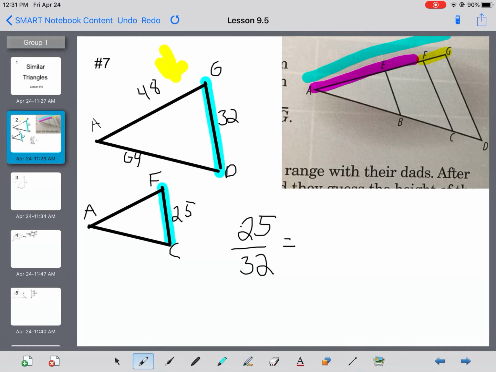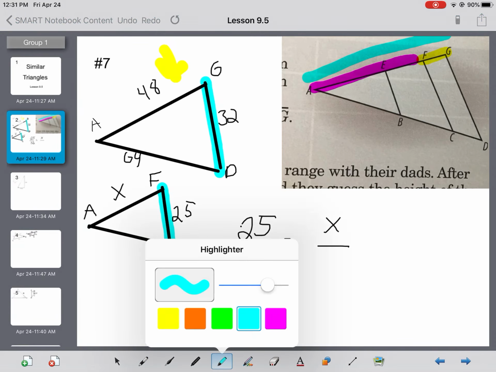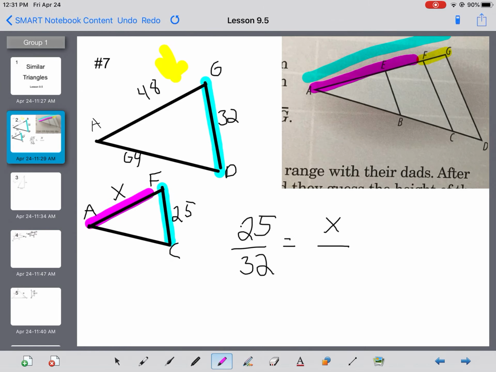Now, it doesn't matter if you did 32 over 25, that's totally fine. The main thing is to be consistent with which number you put on top. So I put 25, which is the smaller number, on top from the smaller triangle, which means that since I'm trying to solve for x, I also need to put x on top. Then the corresponding side to x, the one I'm trying to figure out, is 48. Again, if you did 32 over 25, that would just mean you would have 48 over x.